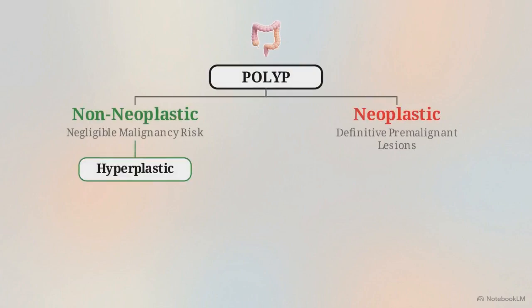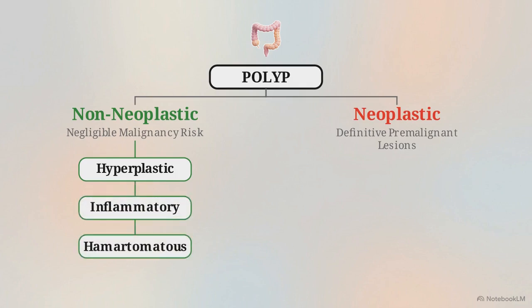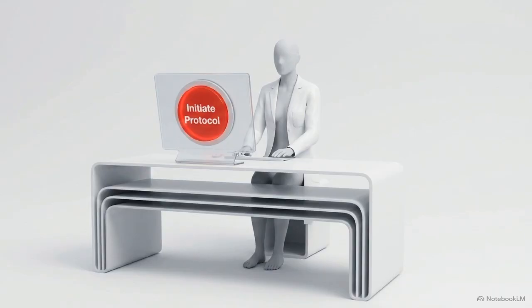On the green, non-neoplastic side, are hyperplastic, inflammatory, and hamartomatous polyps, carrying negligible malignancy risk. The red, neoplastic side represents adenomas, the definitive premalignant lesions of the colon. Correctly identifying an adenoma is the primary trigger for the physician. It initiates the entire downstream colorectal cancer surveillance protocol.